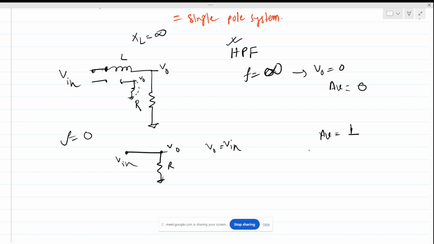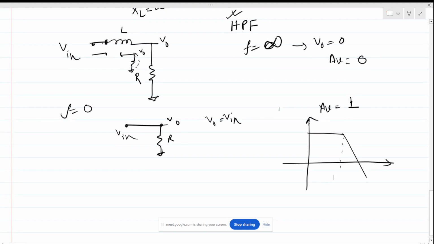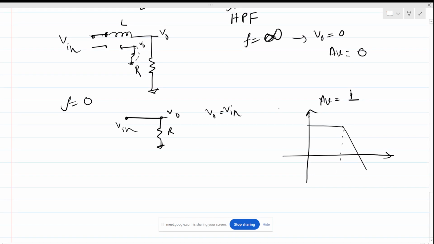This should be a low pass filter, right? Yes, this should be a low pass filter. And what will be the pole frequency? First thing, is it a first order circuit? Yes, this is a first order circuit. Why? There is only one current storing element in the circuit. This is a first order circuit.